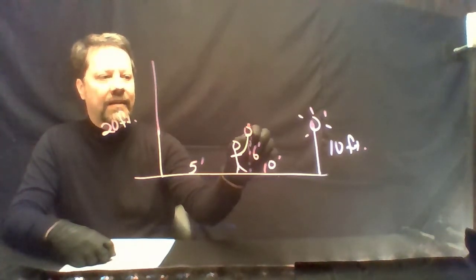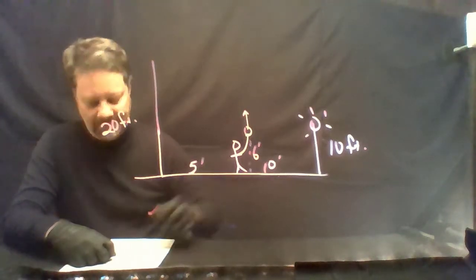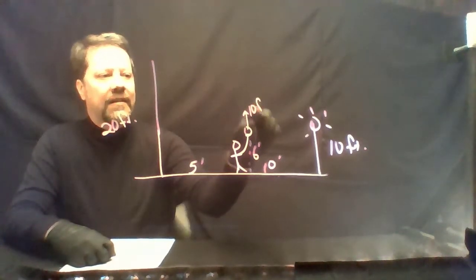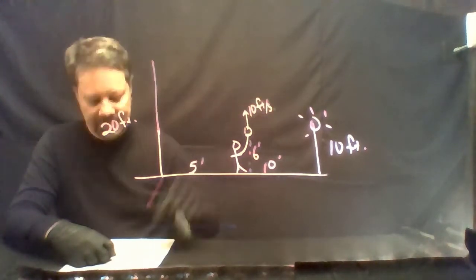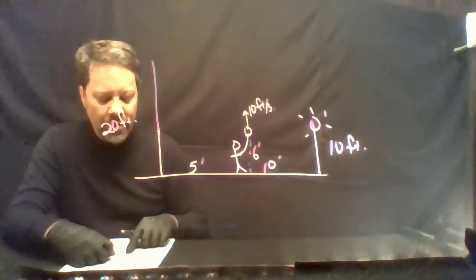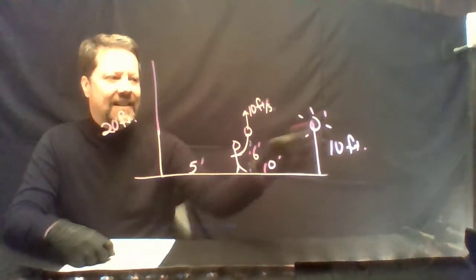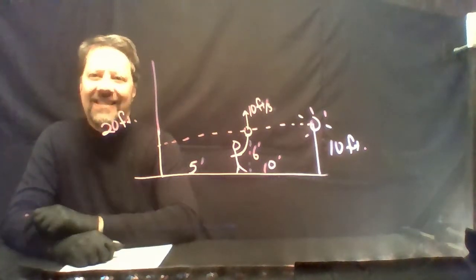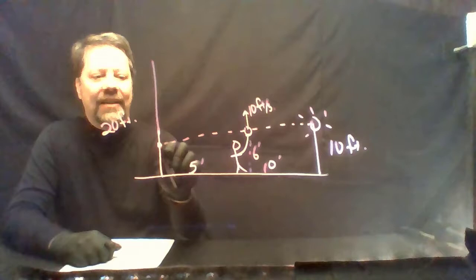So the ball is going this way at a speed of 10 feet per second. How fast is the shadow of the ball moving at this instant? How fast is the shadow of the ball?